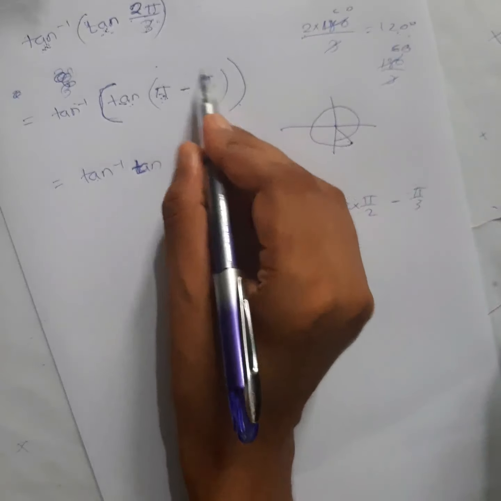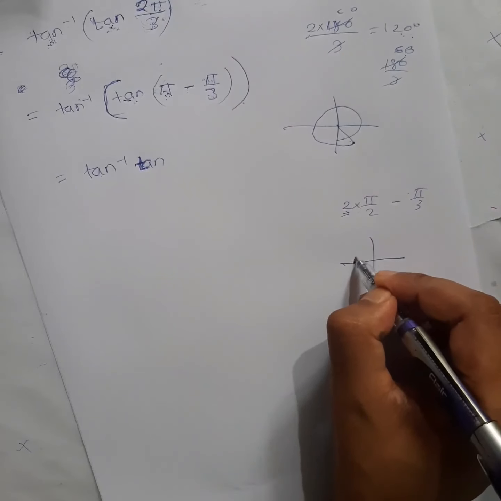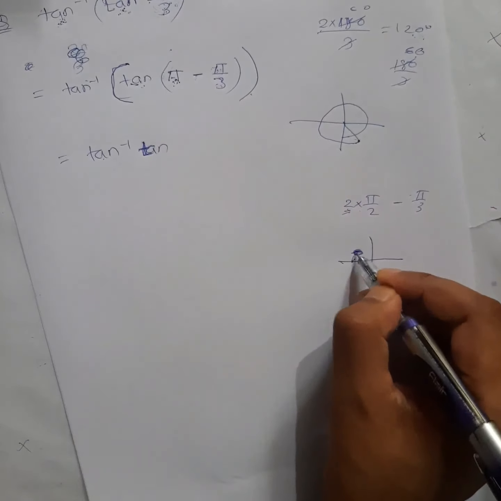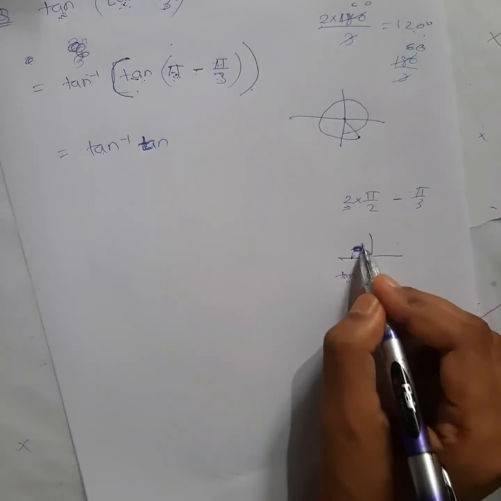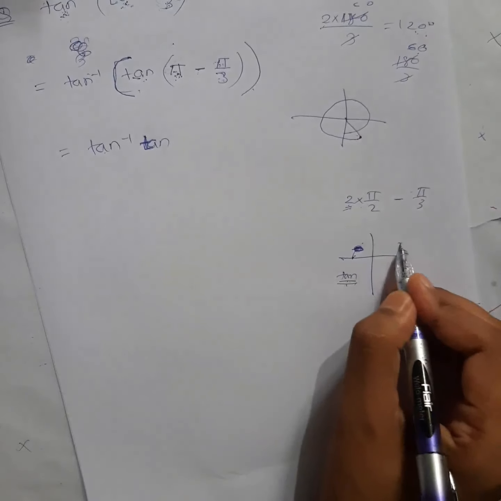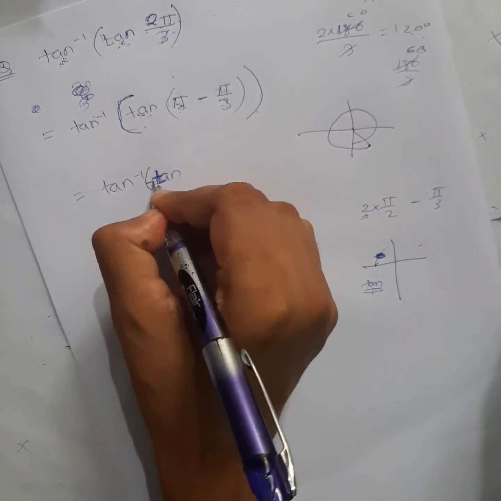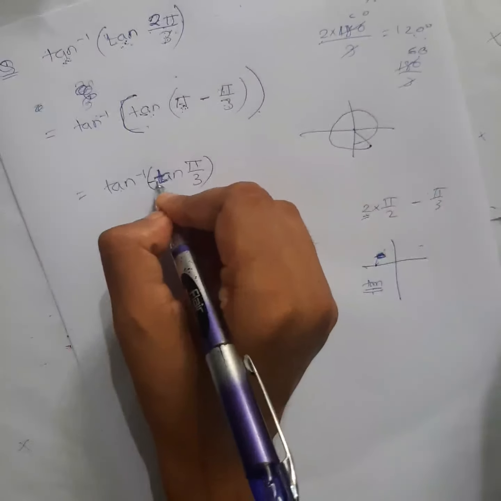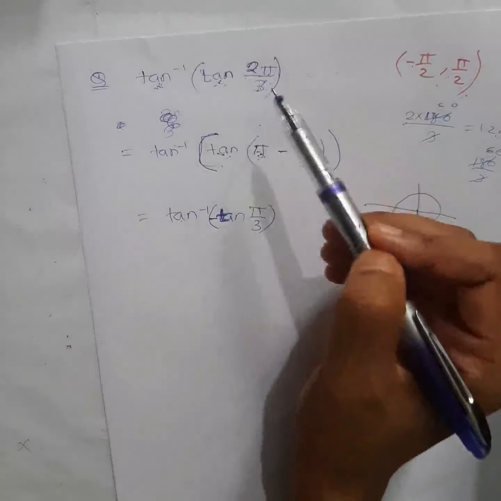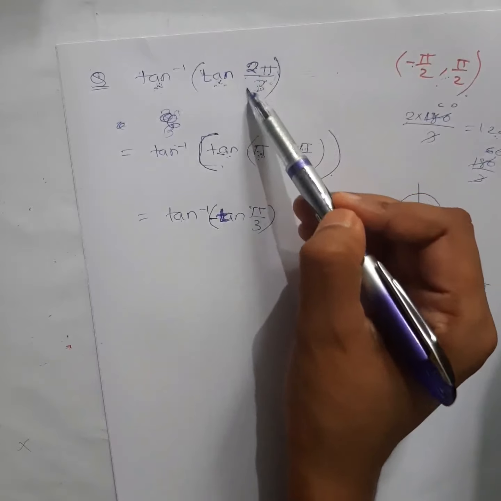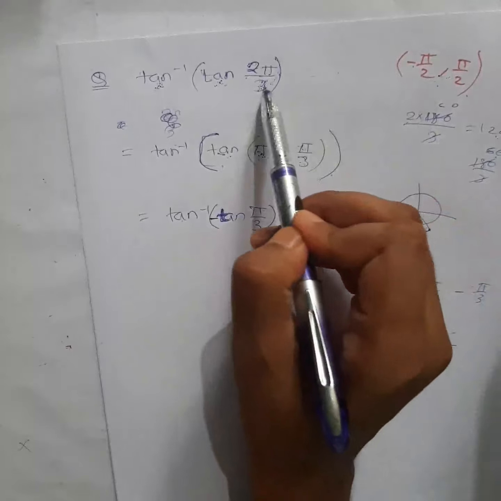Now see here, in which quadrant will it lie? Pi minus pi by 3. Pi is here, minus pi by 3 means in the second quadrant, right? So in the second quadrant, tan will be positive or negative? Tan will be negative. A, S, T, C: tan is positive only in the third quadrant and first quadrant. So in the second quadrant it will be negative. So a minus value will come out. Minus tan of pi by 3. This is what we have done in class 11. So what my aim is here, whenever you have an angle which does not lie in the range, make that angle lie in the range. How you will make?